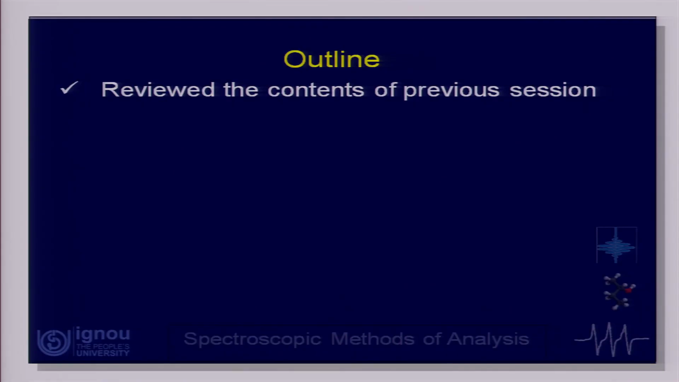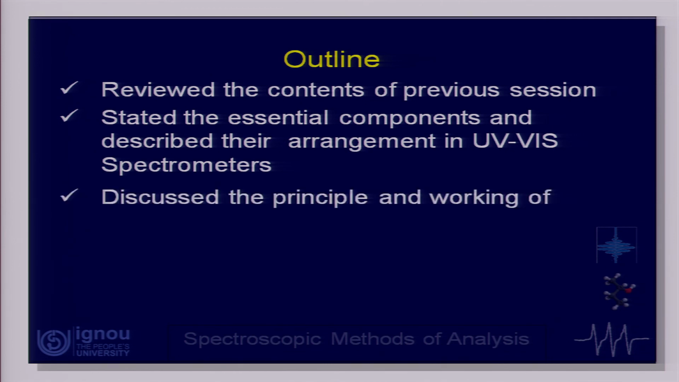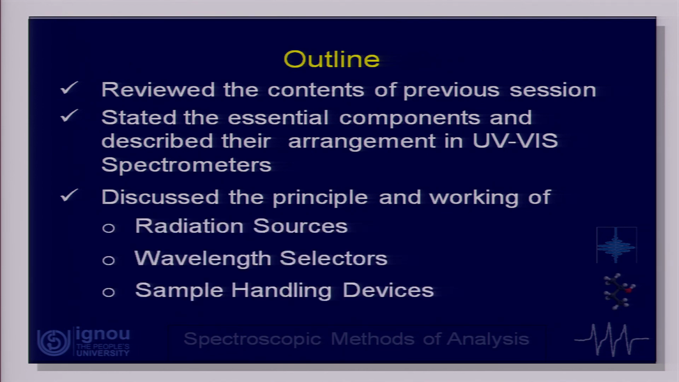Now, let us sum up what we have done today. We basically started by reviewing the contents of the previous session. Thereafter, we stated the essential components of a UV visible spectrometer and described their arrangement in the spectrometer. Then we picked up the principle and working of three essential components, and they happen to be the radiation sources, the wavelength selectors and the sample handling devices.